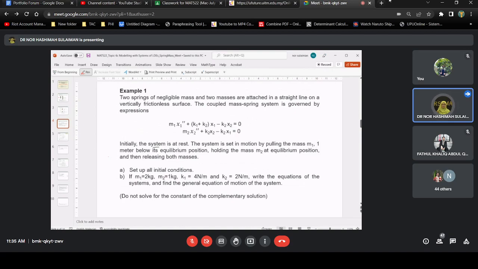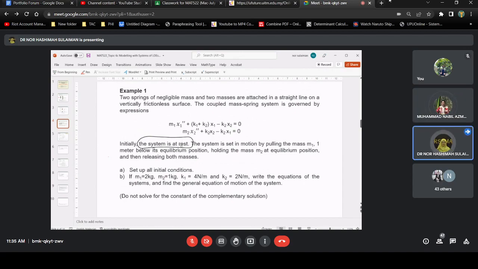What does it mean that the system is at rest? Is there any movement at the start? None. When there is no movement, what happens to the acceleration? When t equals 0? Zero. Okay, the system is set in motion by pulling the mass M1 1 meter below the equilibrium position.